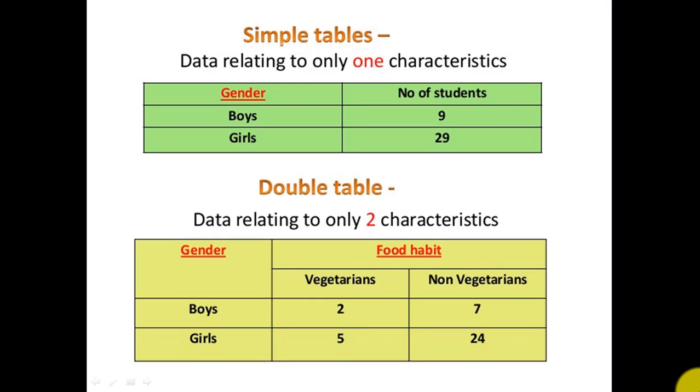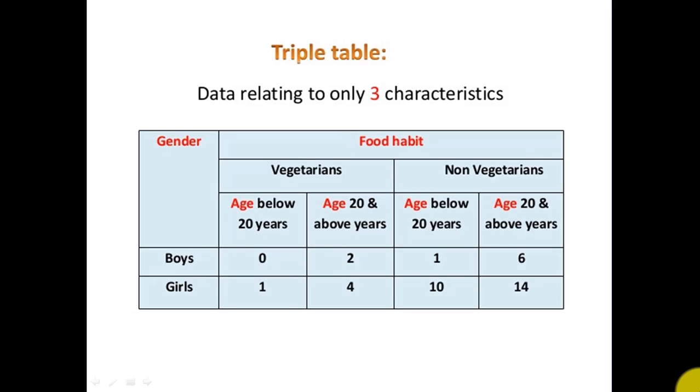Triple table, data relating to three characteristics. So what are the different types of characteristics? Vegetarian, non-vegetarian, and under vegetarian and under non-vegetarian we have classified age below 20 years and age 20 and above years. So when we are talking about three characteristics, then it is a triple table.